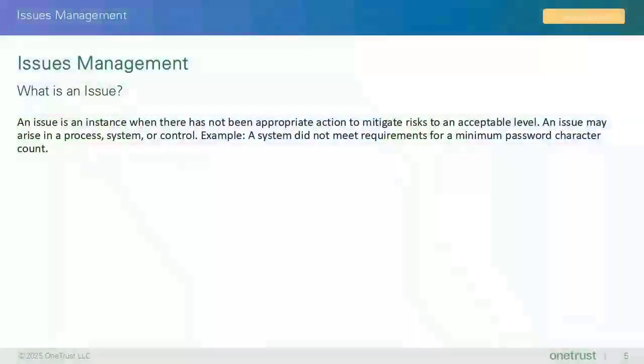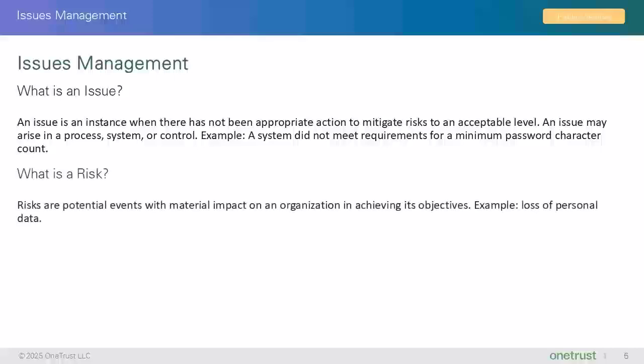To help understand what Issues Management is, let's first cover what an issue is and how it differs from other items such as risks and incidents. An issue is an instance when there has not been appropriate action to mitigate risks to an acceptable level. An issue may arise in a process, system, or control. For example, a system did not meet requirements for a minimum password character count. How are issues different from risks? Risks are potential events with material impact on an organization in achieving its objectives. For example, loss of personal data.